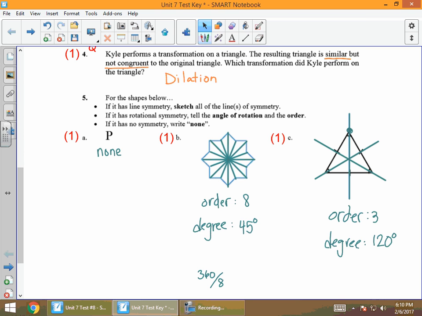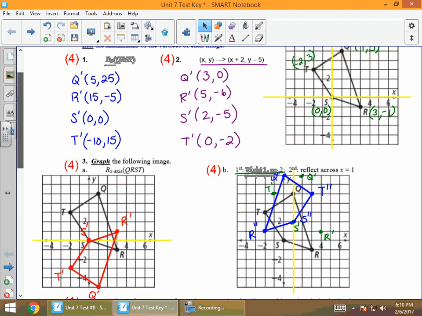So you did have to have all things to get the full point, but if you had half of it, if you had the order and degree, or you had the lines of symmetry, if you had one of the two in there, I did give you a half a point. So this first page was worth a grand total of 20 points.